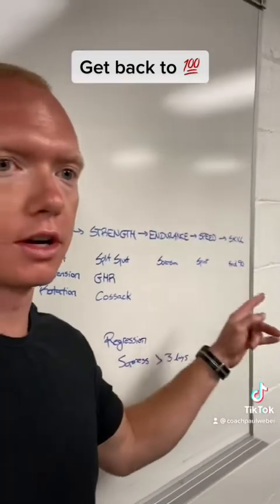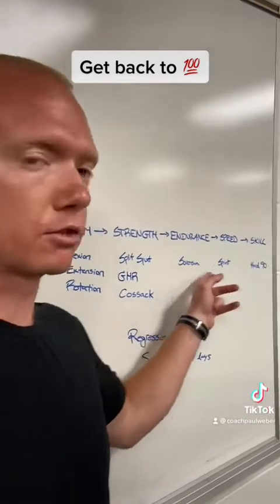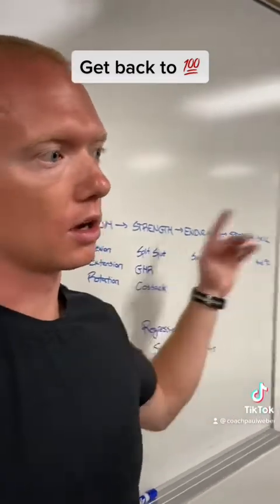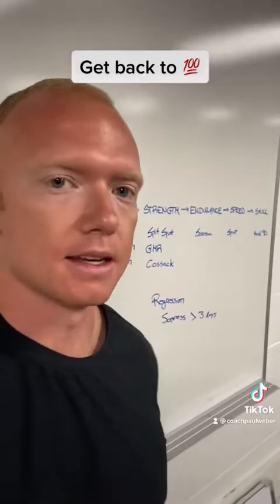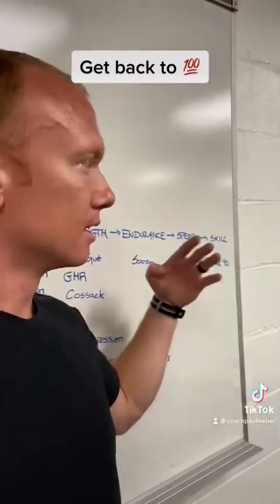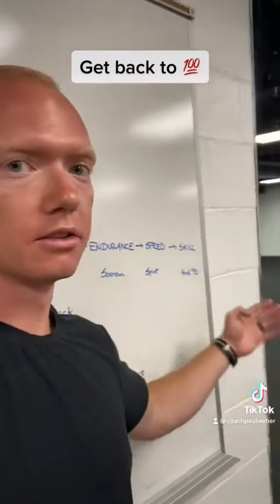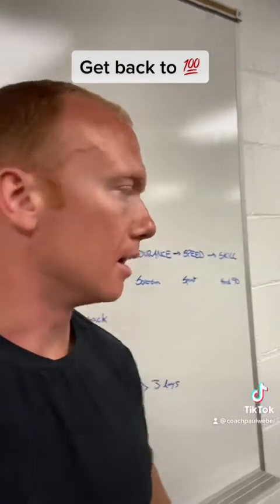Okay, next we have endurance. So we're gonna do longer time under tension, something like a Sorensen hold or a hip thrust hold where they're holding themselves in that extended hip position. And then we get into speed activities, things like sprinting, and the final step would be skill, which would be like a hard 90 to first base.